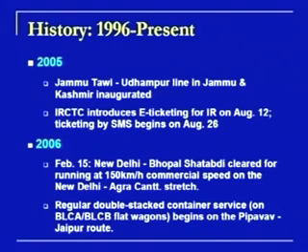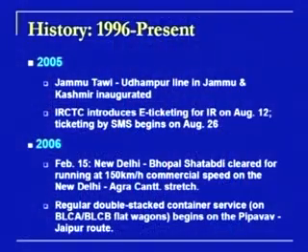In 2005, this is another area where there has been a demand, the Jammu Tawi and Udhampur line section, because this Udhampur line section has a strategic importance, and that is why there has been a demand for this sort of construction, and it was not taken up previously. In 2005, Jammu Tawi Udhampur line in Jammu and Kashmir was inaugurated. IRCTC introduced the e-ticketing system for Indian Railways, and ticketing by SMS also began in the year 2005.